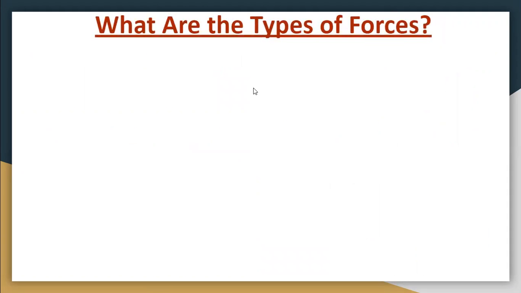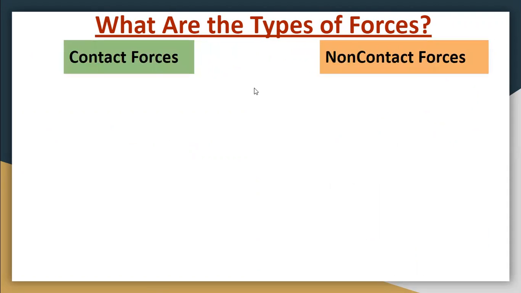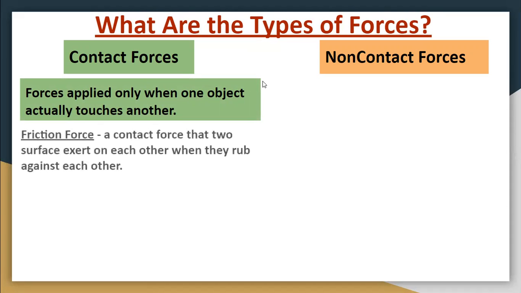What are the types of forces? Well, there are contact forces and non-contact forces. What do I mean by that? A force applied only when one object actually touches another is a contact force. When the little boy put his hands on the car and pushed it, that was a force by him touching it. Friction force is a contact force that two surfaces exert on each other when they rub against each other.